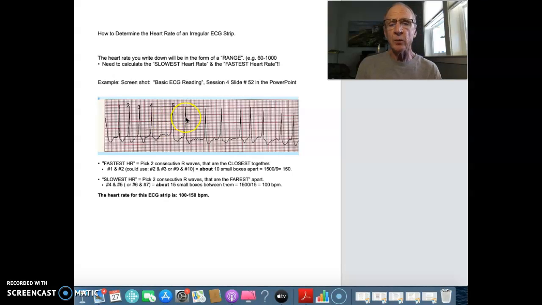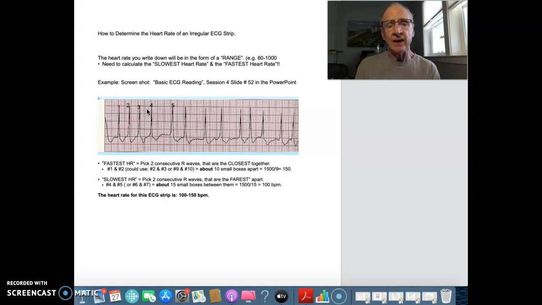So in this strip, we're going to go for the fast rate first. You need to find two R-wave peaks that are the closest together. In this case, 1 and 2 will work. 2 and 3 would also work, and 3 and 4 could also work too. They're about the same. If you count the small boxes between 3 and 4, divide that into 1500, you're going to get 150 beats per minute. So that's your fast rate.